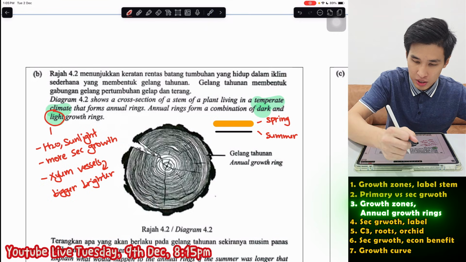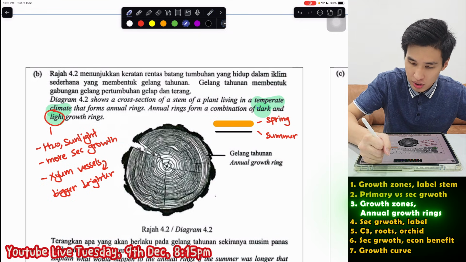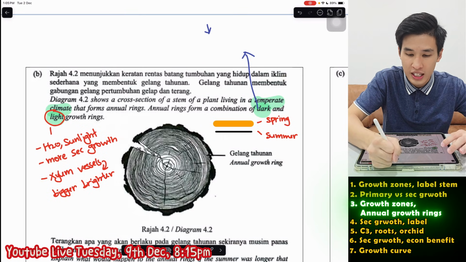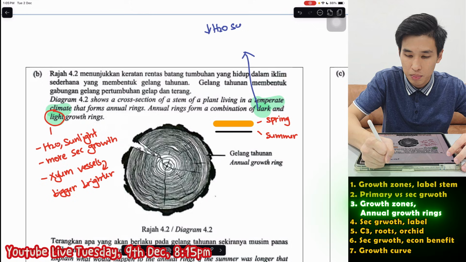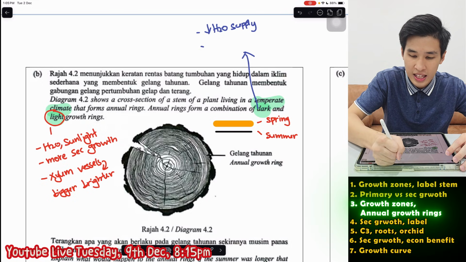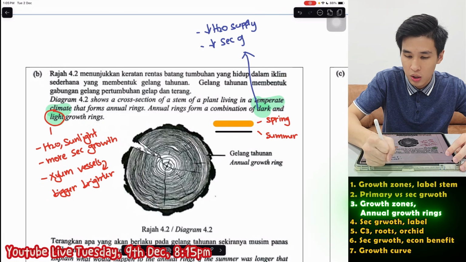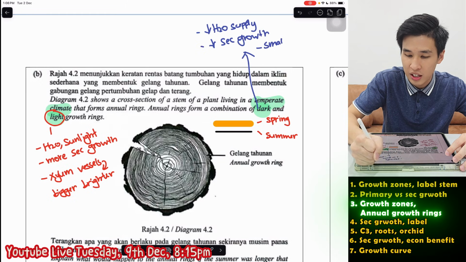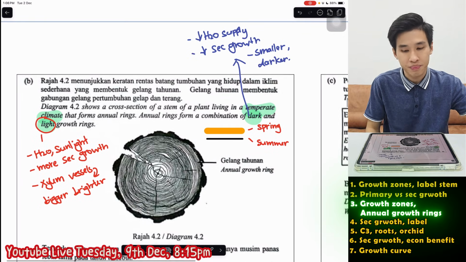So if they ask you to explain this one, I'll just find an empty space here. The ring is dark because it is hot and dry, or you can say there is lesser water supply. So basically there is less secondary growth. So the rings formed, we will say, are smaller. The xylem vessels are smaller and darker. So that's what we can say.